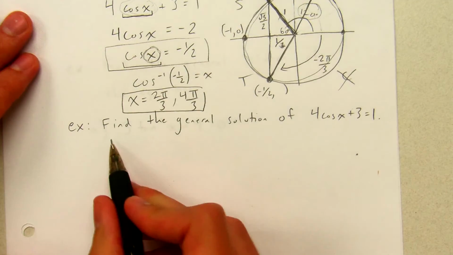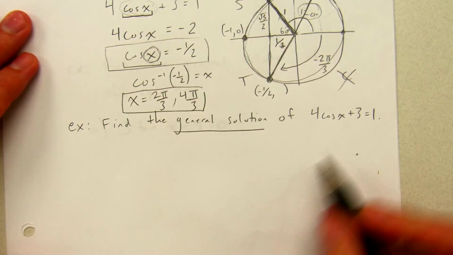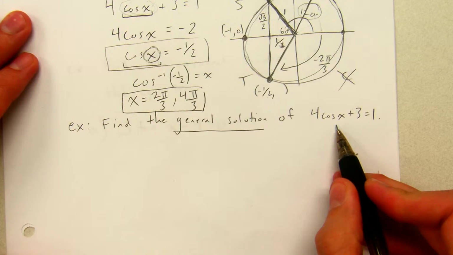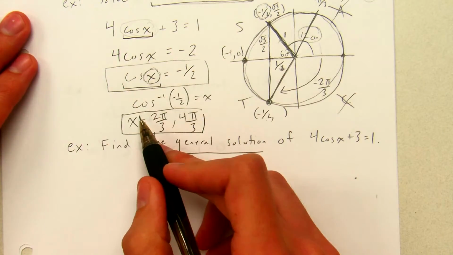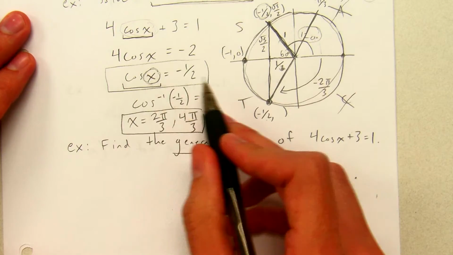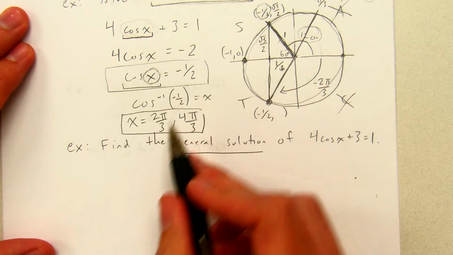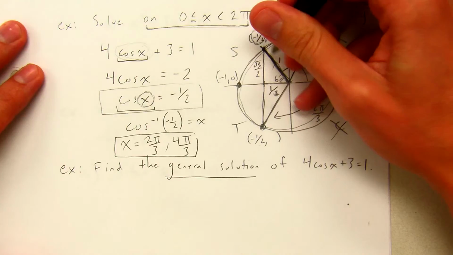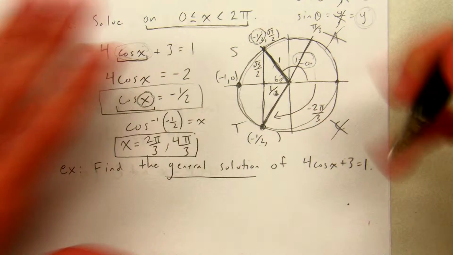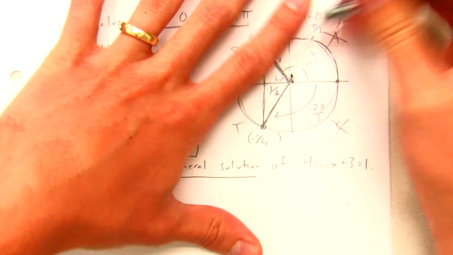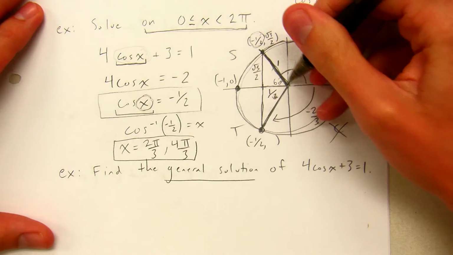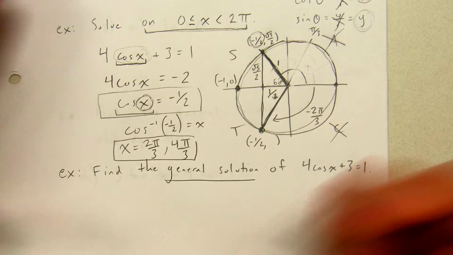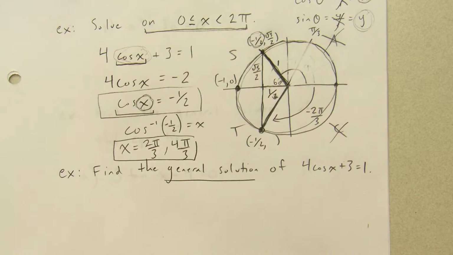It'll say, find the general solution of 4 cosine x plus 3 equals 1. We'll go through the same process that we did up here. We'll find out that cosine x equals negative 1/2. Then we'll find out that that corresponds to these 2 places on the unit circle. I'm going to erase this so that you don't get confused. These 2 angles on the unit circle have a cosine value of negative 1/2.